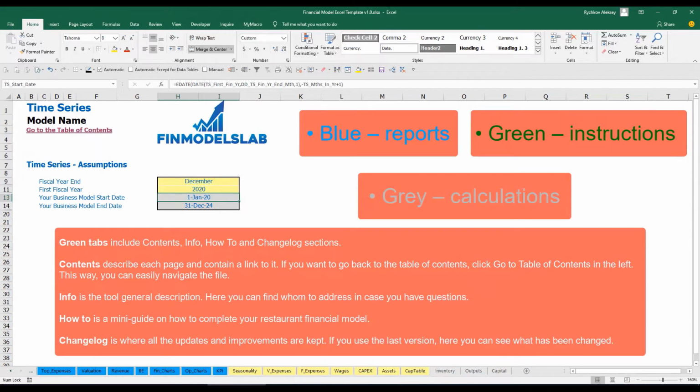reporting purposes. On the tabs without color, you have some extra calculations related to revenue, debts, equity, inventory and everything which is needed for the reporting.